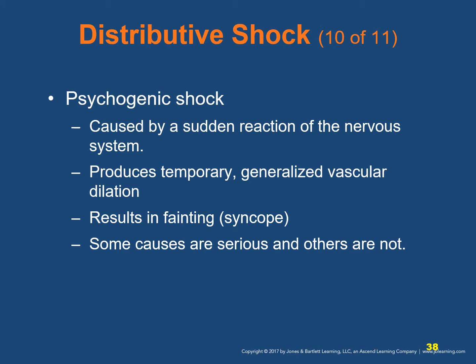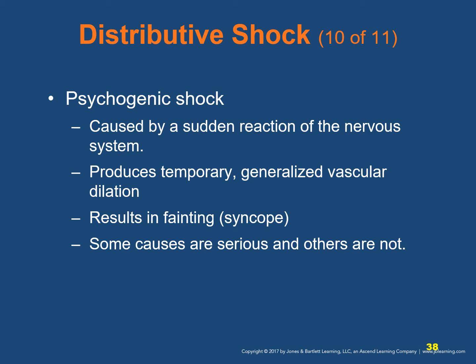Psychogenic shock. A patient in psychogenic shock has had a sudden reaction of the nervous system that produces a temporary, generalized vascular dilation resulting in fainting or syncope. The fainting episode is temporary and the patient rouses soon after. Syncope occurs when blood pools in dilated vessels, reducing the blood supply to the brain. As a result, the brain ceases to function normally and the patient faints.